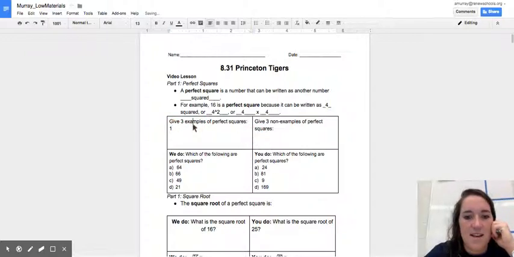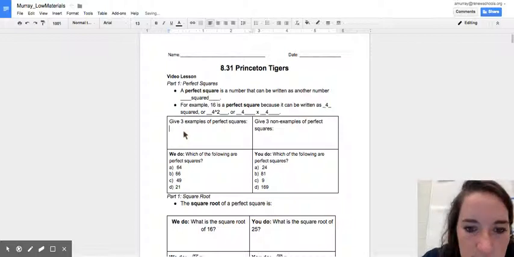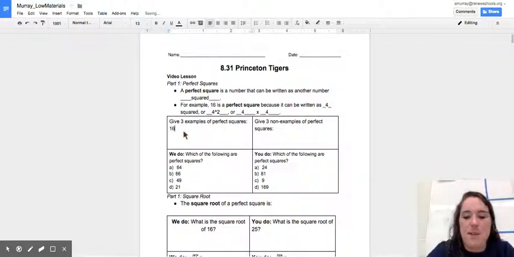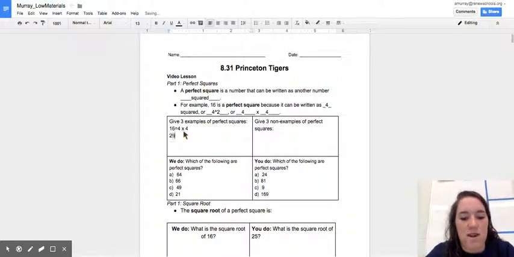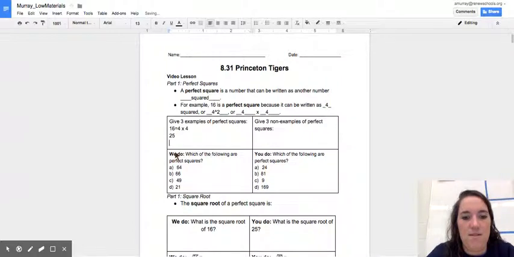I already had some left over in here from last time, but 3 examples. The first one that we just did is 16, because 16 equals 4 times 4. Another example is 25, because 25 equals 5 times 5. Give me 2 more examples of perfect squares.